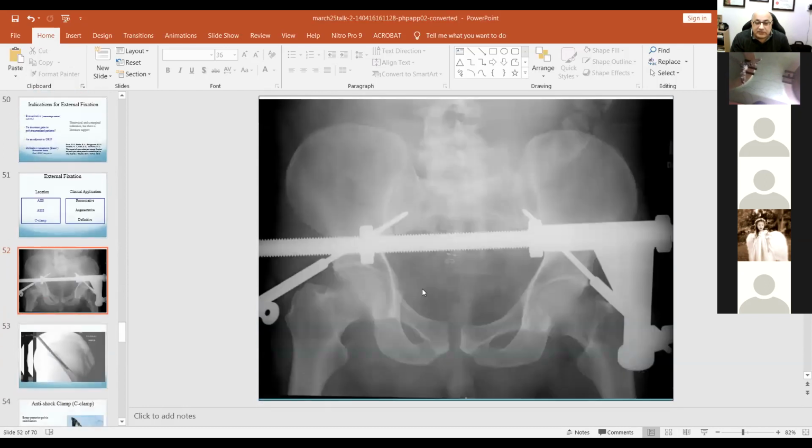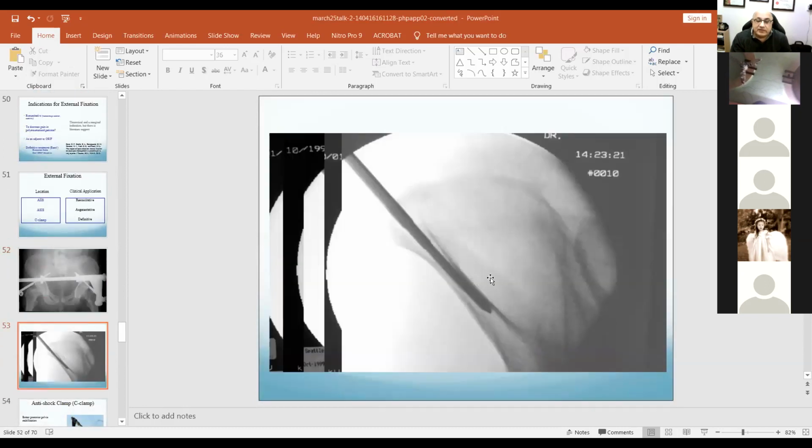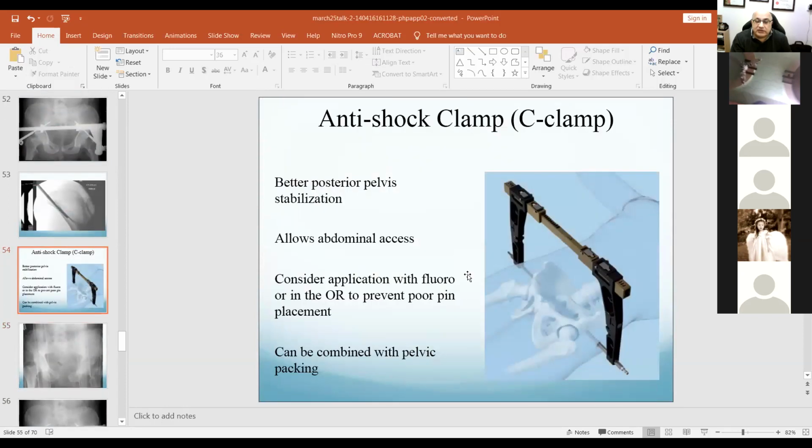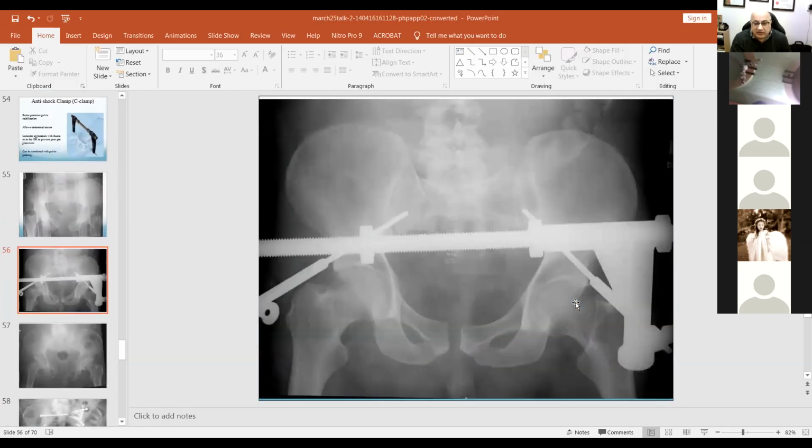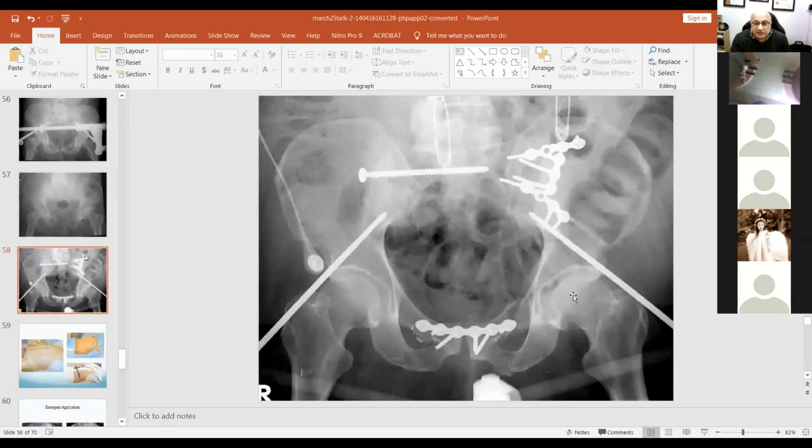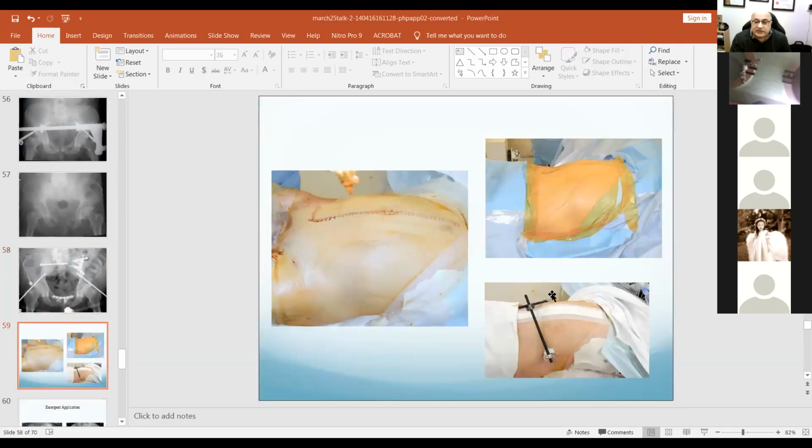I've got pictures somewhere. Well, there you go. So you can put pins on the ilium. The C-clamp used to be a good thing, but nobody uses it now purely because it's invasive and it's not complete. The binder does a lot better work now. There are some nice pictures. Yeah, this is where you need to end up.